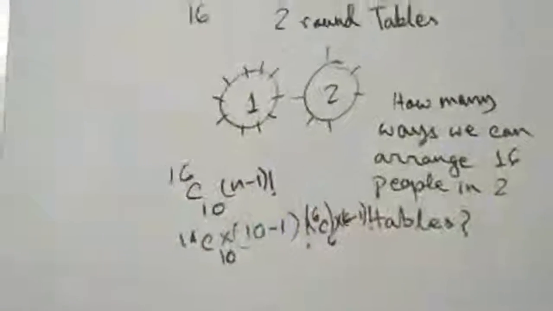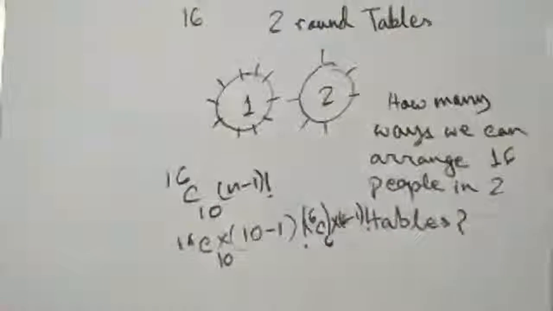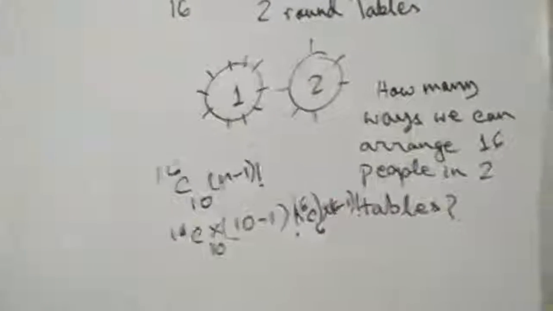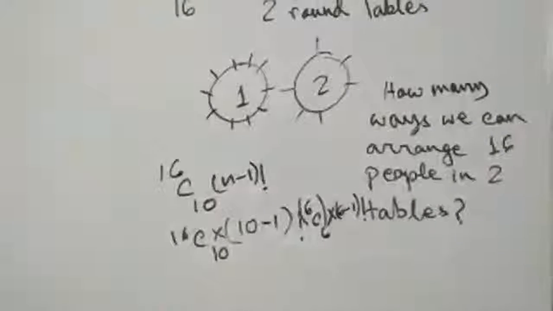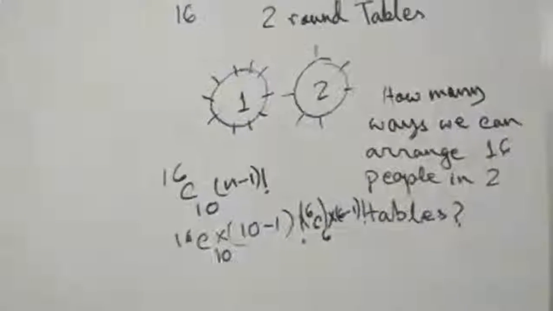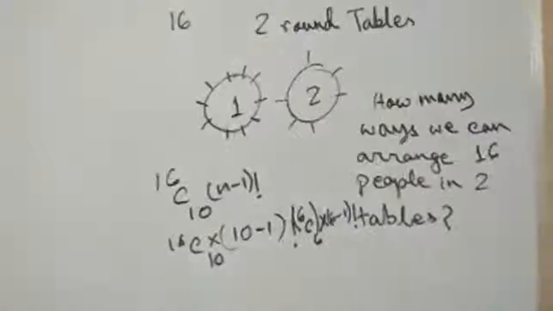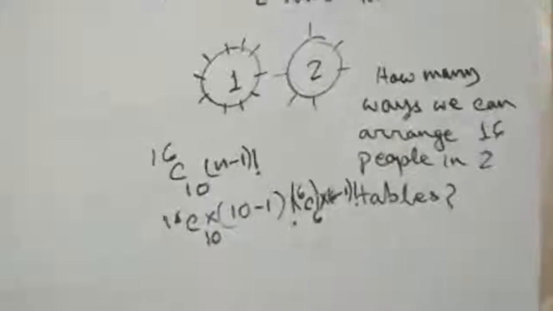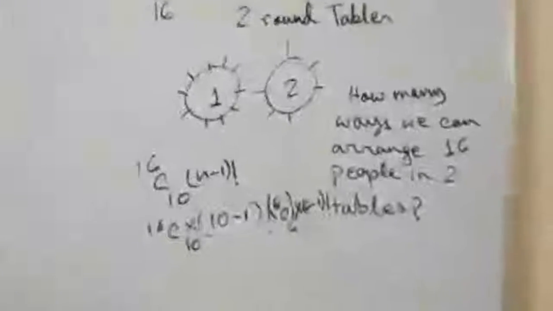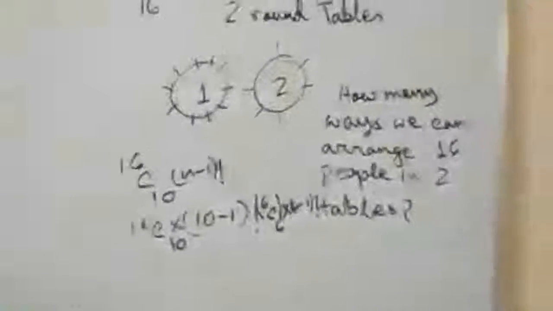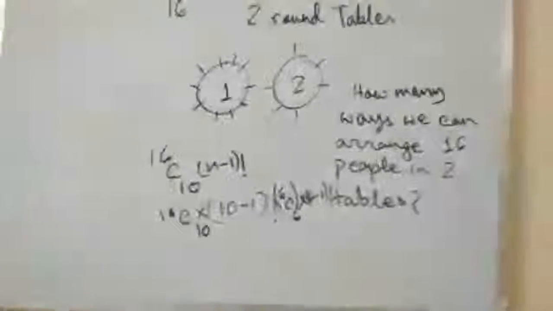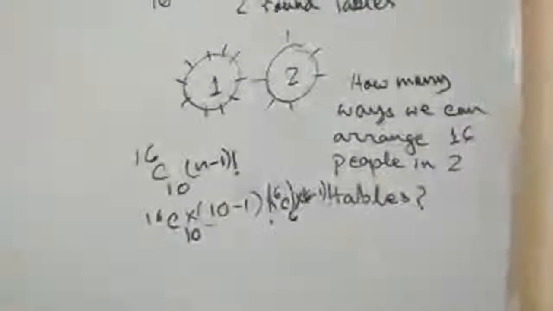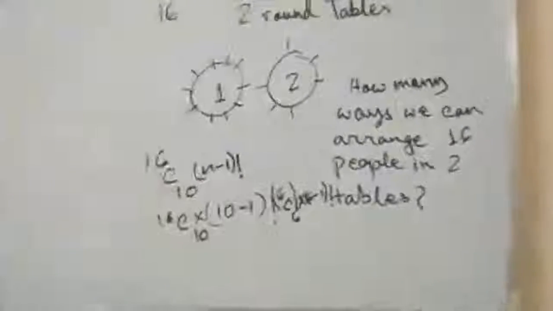So the simple explanation is like this: I'm choosing 10 people out of 16 people for table number 1, and in that table number 1, those people are sitting in a circular way. So the number of permutations possible is 10 minus 1, which means 9 factorial ways. The rest of the 6 people can be chosen by 6C6 ways only, which means 1 way only. And they can sit around a round table in 6 minus 1 factorial, which means 5 factorial ways.